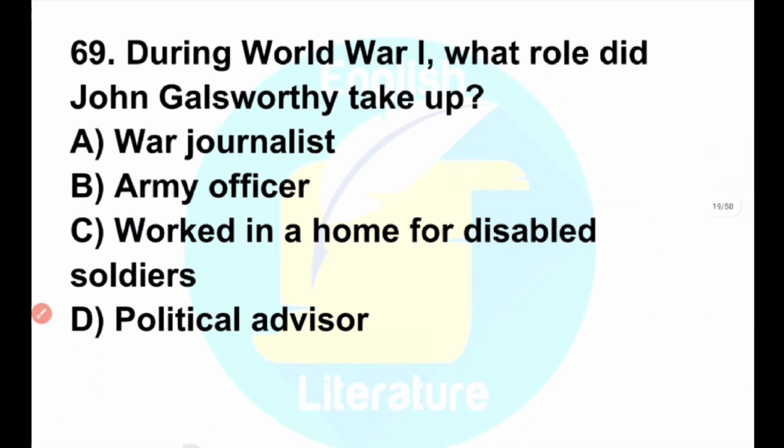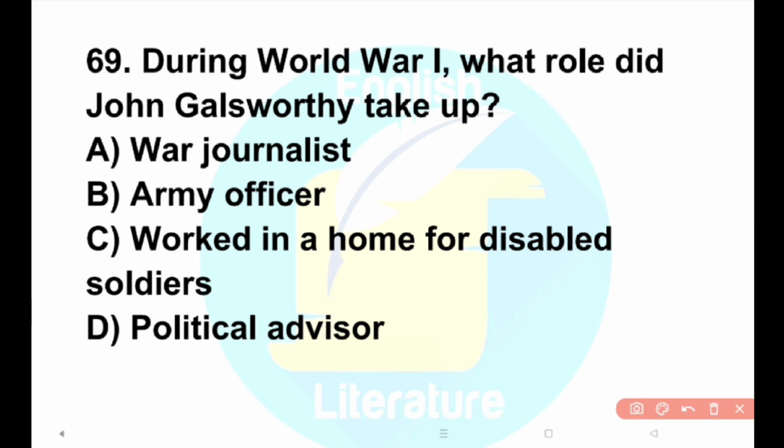Next question. During World War I, what role did John Galsworthy take up? Option C, work in a home for disabled soldiers. During World War I, Galsworthy worked at a convalescent home in England for disabled soldiers, reflecting his humanitarian concern.